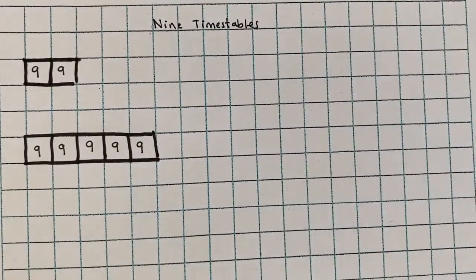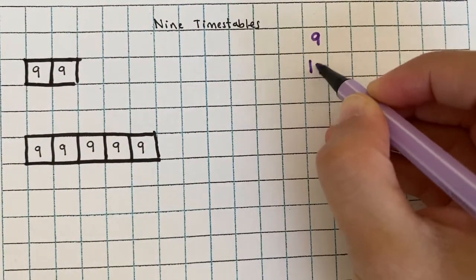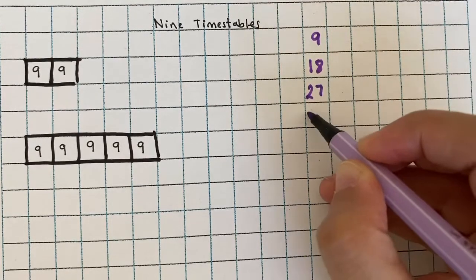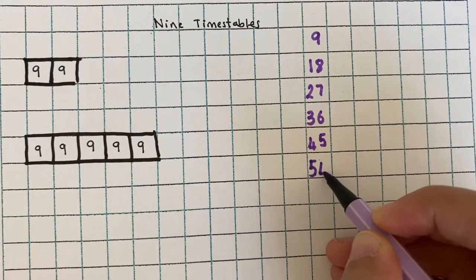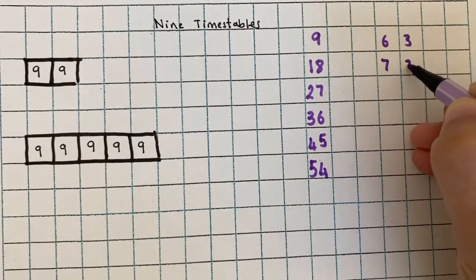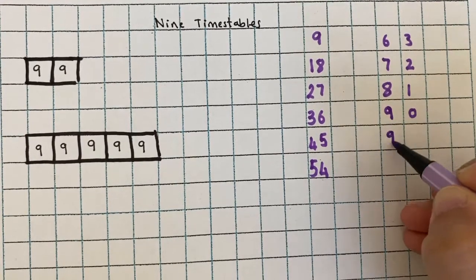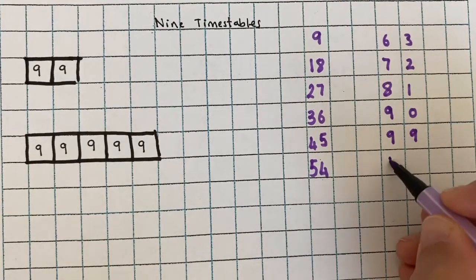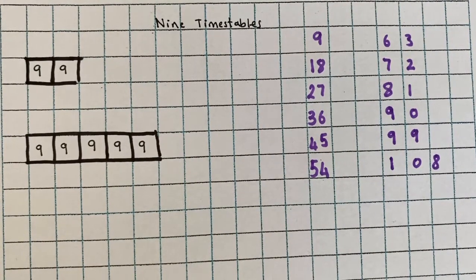This week we're going to learn our 9 times tables. The first thing I'm going to do is write out the multiples for the 9s. 9, 18, 27, 36, 45, 54, 63, 72, 81, 90, 99, 108. Now let's look at the bar model.